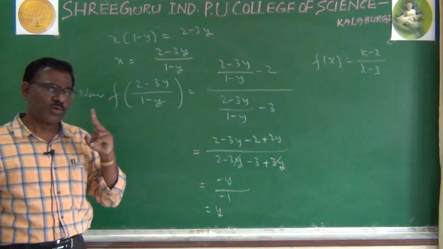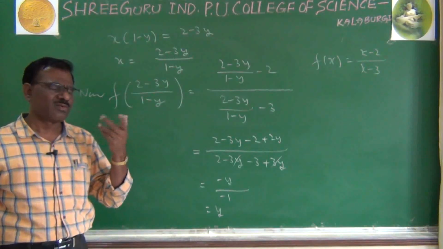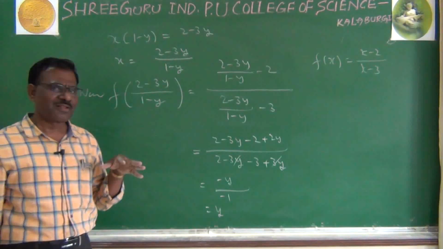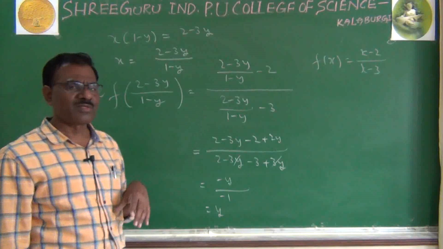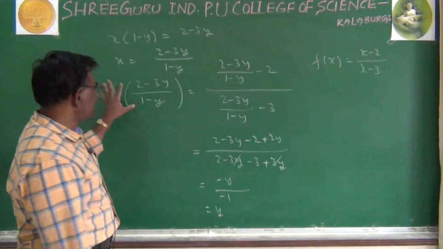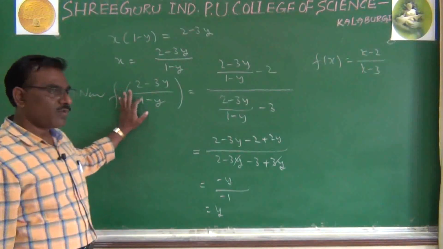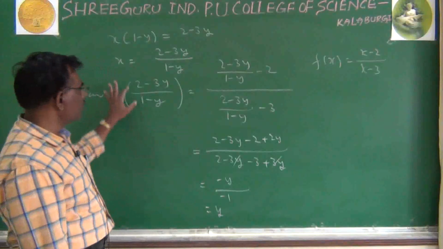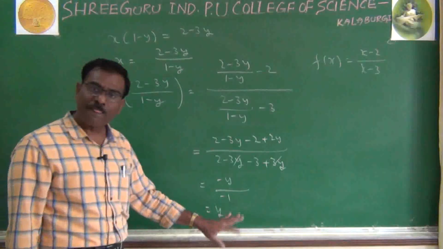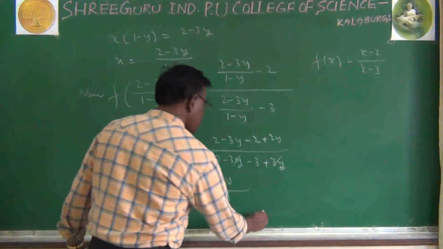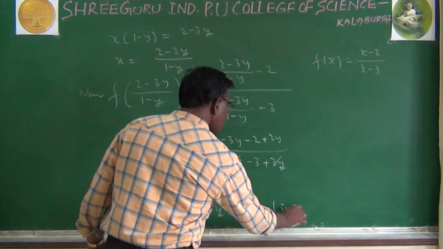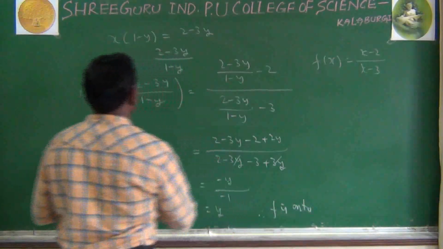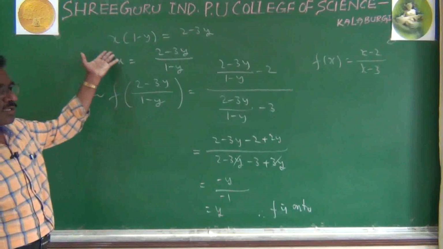In the previous two problems I proved f of x is y. This one is not like that one, the previous problem was linear. So even if you take f of x is y, f of (2 − 3y)/(1 − y) is y. Hence, therefore, f is onto. Repeating once again.